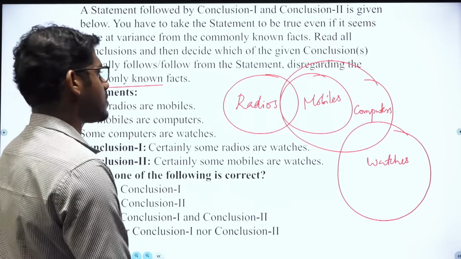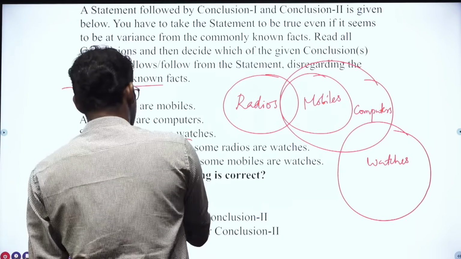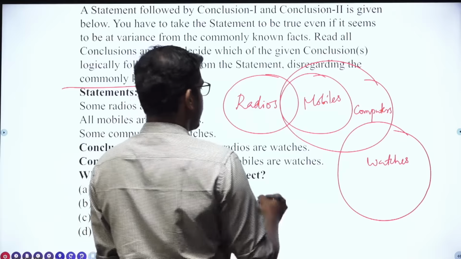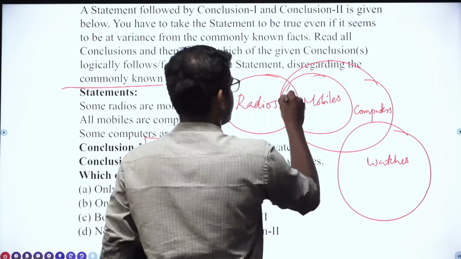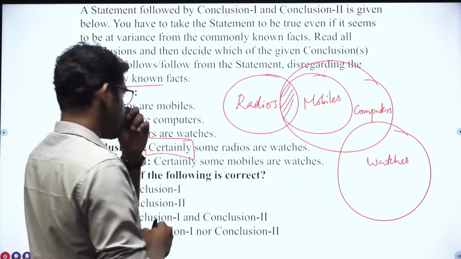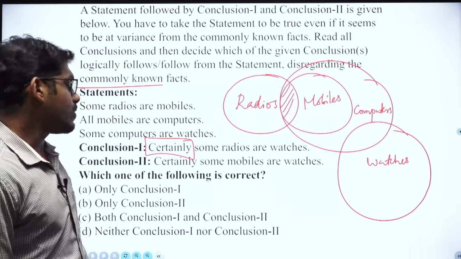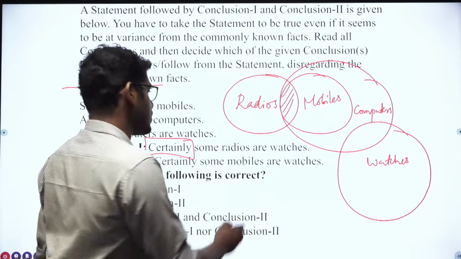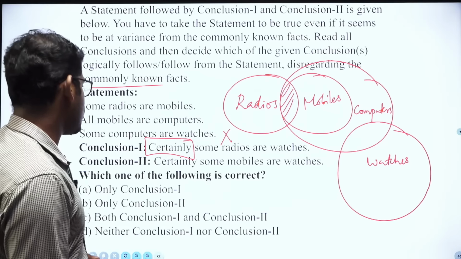Certainly some radios are watches. We can definitely say that? Can we definitely say that some radios are watches? Certainly. This belongs to some radios. Clear? Do these some radios belong to watches? No. So we cannot certainly say that some radios are watches. So this is not a correct conclusion. Moving to next conclusion.